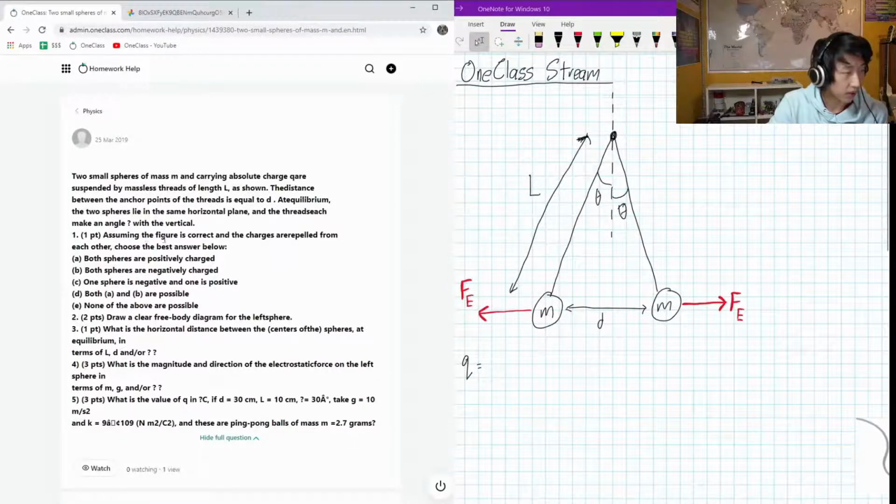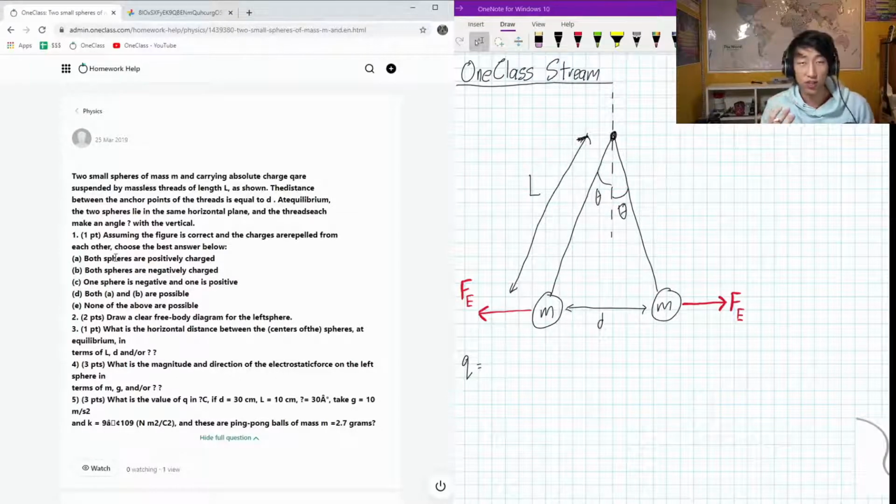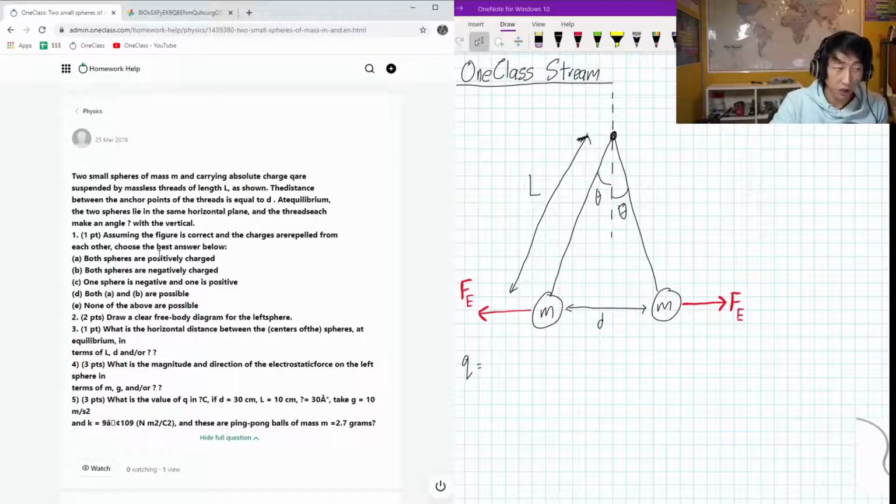So assuming the figure is correct and the charges are repelled from each other, which of the following is the best answer? A is both spheres are positively charged. Let's think about that for a second. We know that when the charges are the same sign, they're trying to get far away from each other. They do not want to be beside charges that are the same as them. So if they were both positive, it would make sense that they're trying to get away from each other, just like you would see in the diagram. So A is a reasonable option.